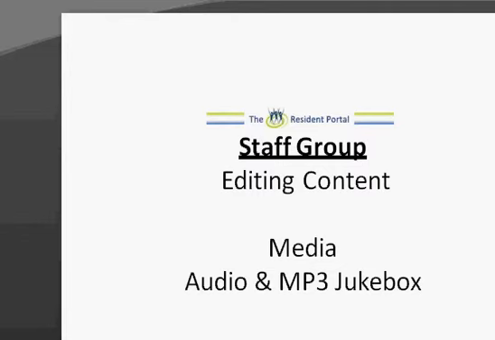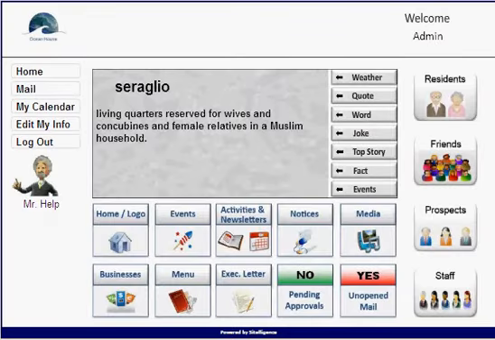Okay, this video is about how to edit content in the media section, and particularly for audio and MP3 Jukebox. What that really means is essentially one song or one recording that you can display and have residents listen to, or everybody else access, or several recordings or songs in a row that you may want them to access.